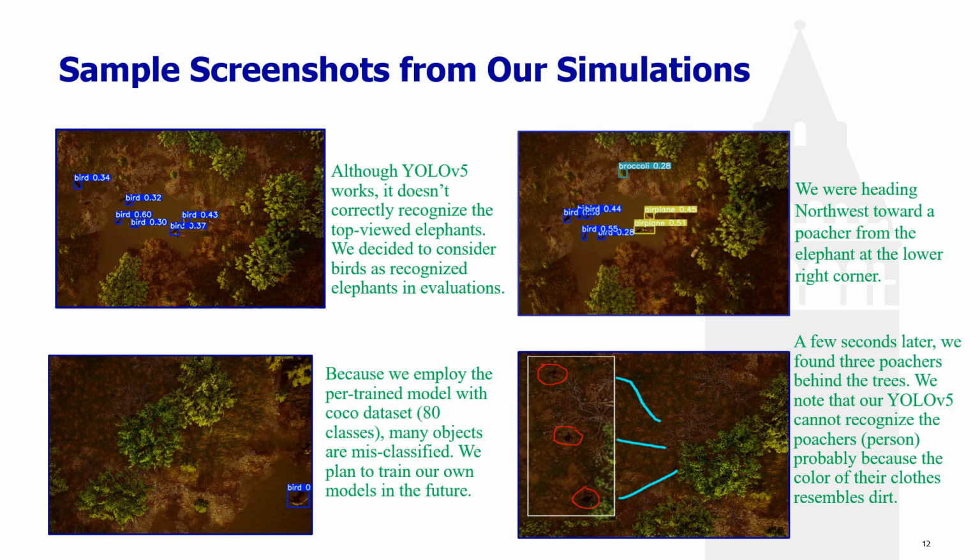On the right side, we see that there are poachers on the floor. However, YOLO v5 failed to identify these poachers because of their similar color to the dirt. Of course, through further implementation, we could train a model that could identify the poachers.